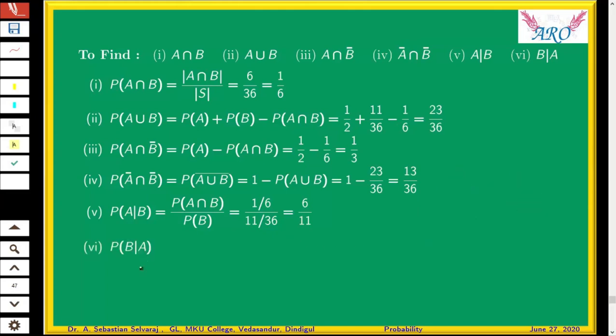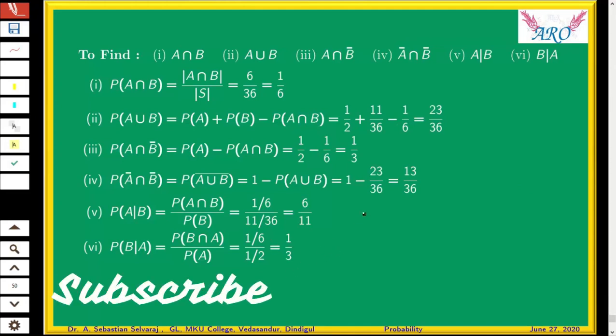Last question, probability of B given A. As per the conditional probability definition, it can be written as probability of B intersection A divided by probability of A. In basic set theory, A union B is equal to B union A, and also A intersection B is equal to B intersection A. It satisfies the commutative property. Therefore probability of B intersection A is equal to probability of A intersection B, that's equal to 1 by 6. Probability of A is equal to 1 by 2, so this is equal to 1 by 3. This is our required result.